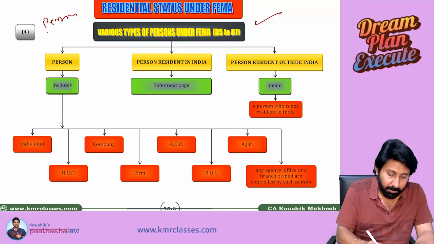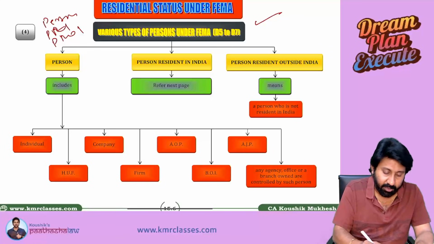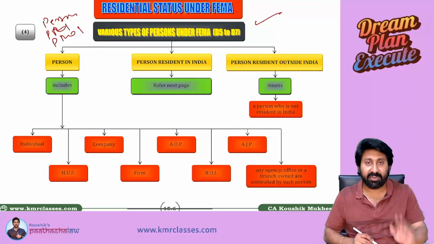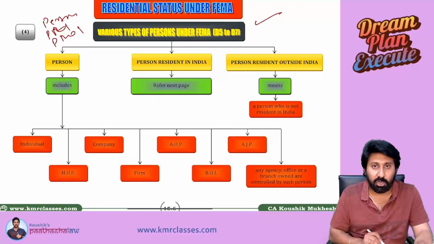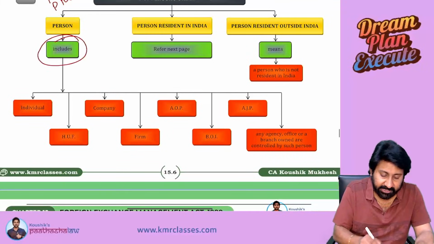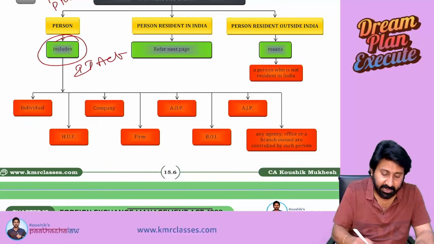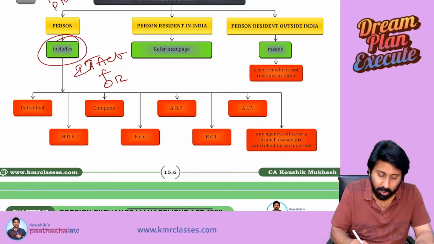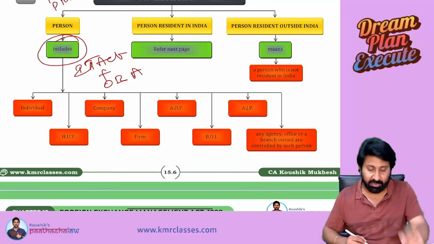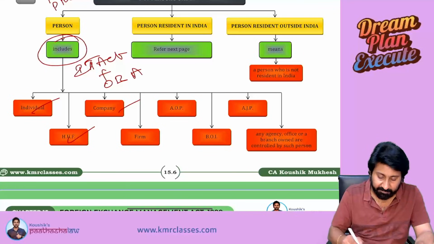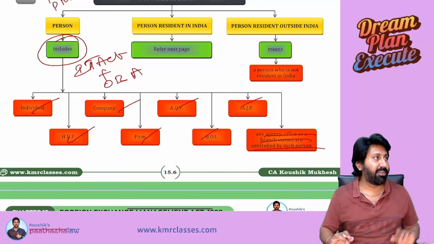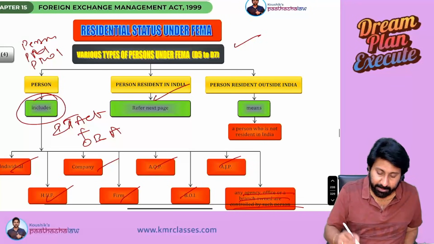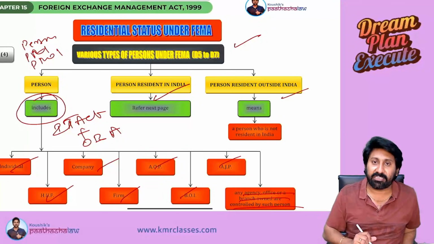Person, person resident in India, person resident outside India. First, let us see the definition of person. Person includes the same as in the Income Tax Act, but also adds office, branch, or agency. So person includes individual, HUF, company, firm, AOP, BOI, AJP, and office, branches, or agencies are also included. Next, person resident in India, person resident outside India.